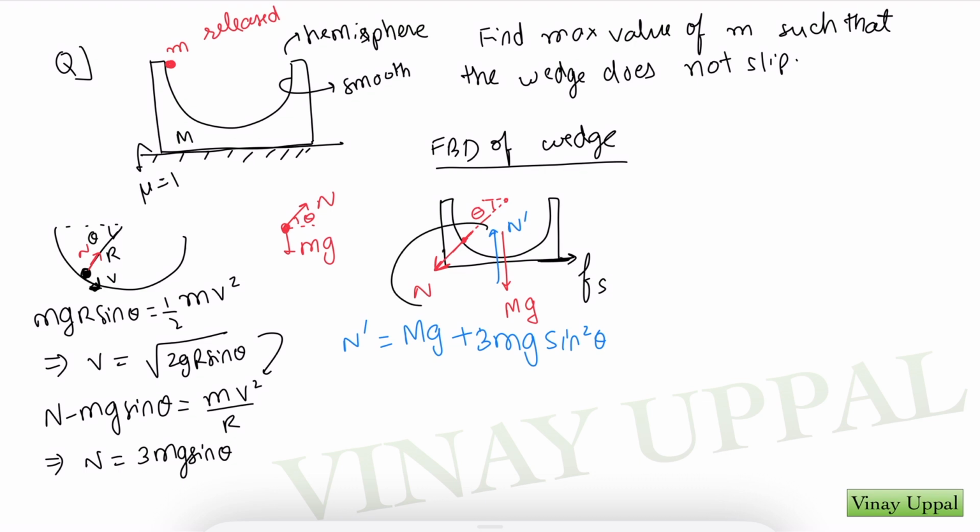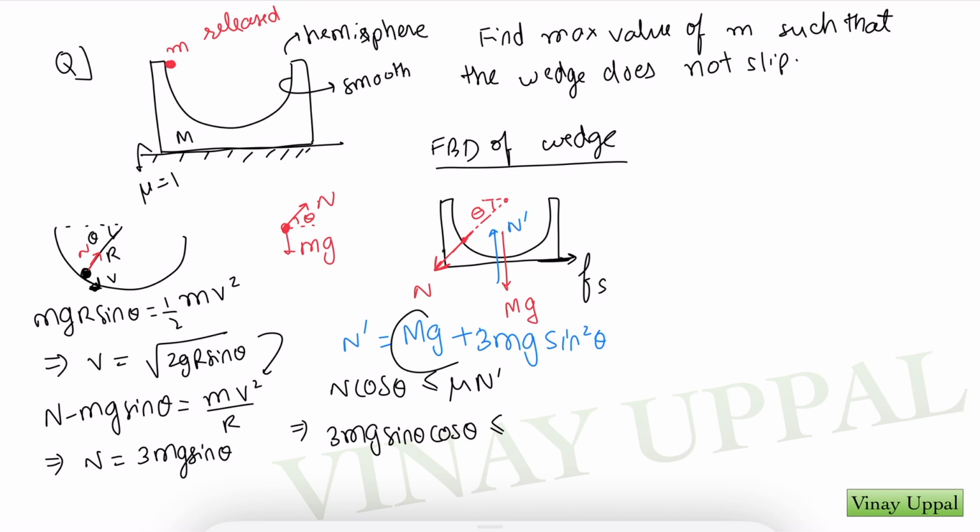And the horizontal component of the normal force, which is trying to accelerate the wedge, should be lesser than or just equal to the maximum possible value of the frictional force. So can I write N cos theta should be less than or equal to mu N dash. And so N is 3 mg sine theta, so 3 mg sine theta cos theta should be less than or equal to mu N dash, and the value of mu is 1 and the value of N dash is this expression.